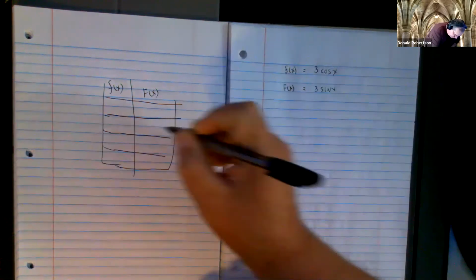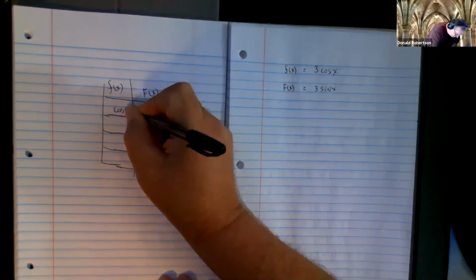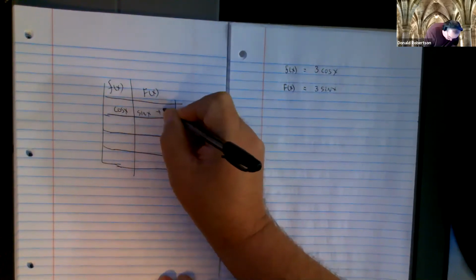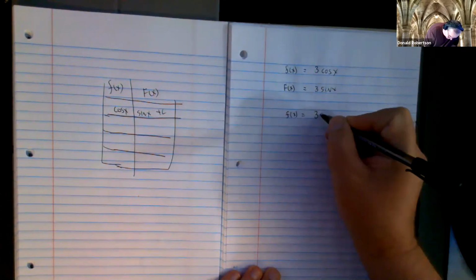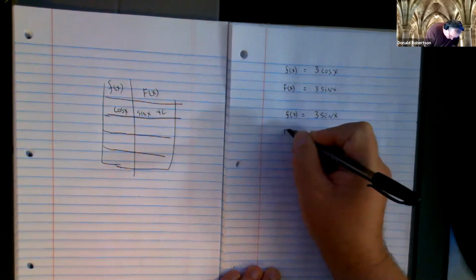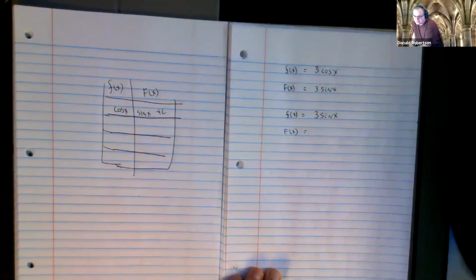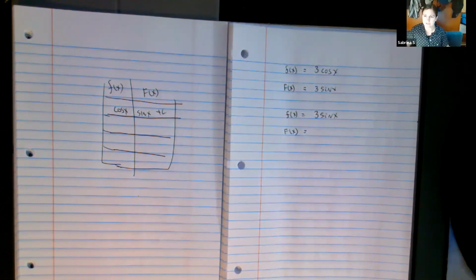Be careful here. What is the antiderivative of 3 cosines? 3 sines. What is the antiderivative of 3 sine? -3 cosine.